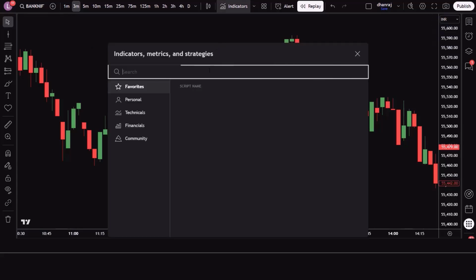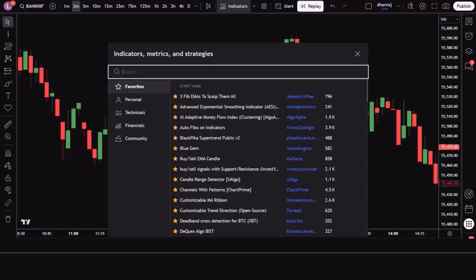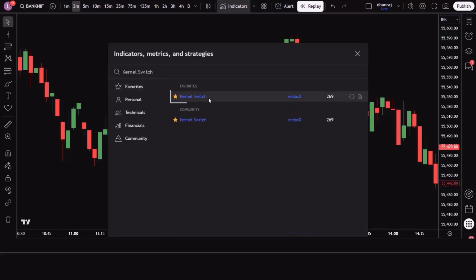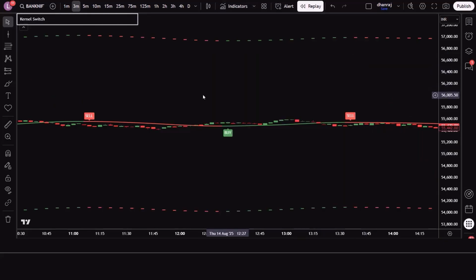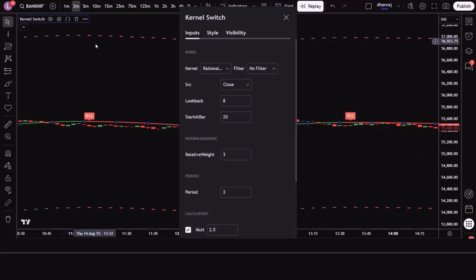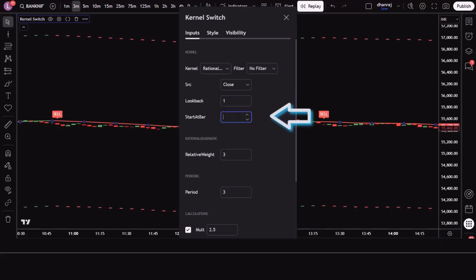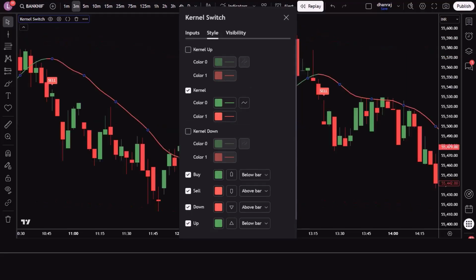First of all, we will search the kernel switch indicator in the search box of TradingView. After that, we have to click on the kernel switch option, in which we have to change some settings. We have to change this look back option from 8 to 1. We have to change this start at bar option from 20 to 3. We have to change this relative weight option from 3 to 30. We have to keep this option hidden.